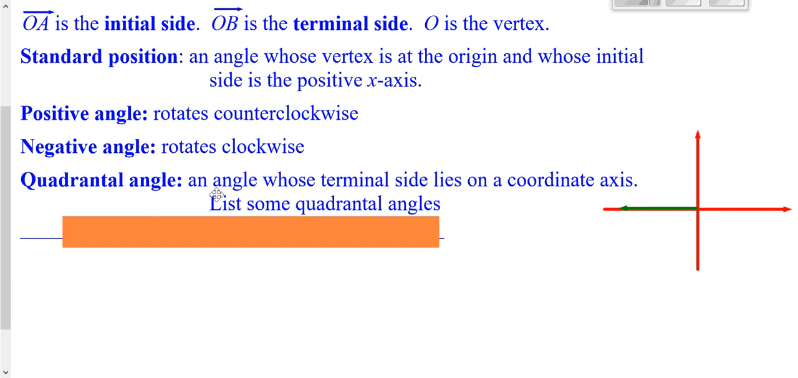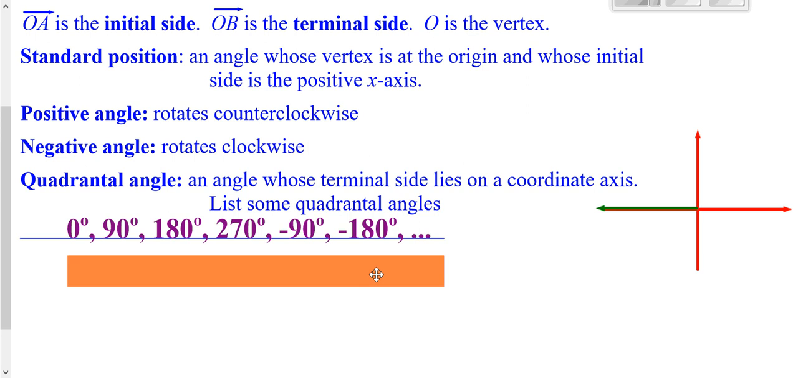We also have quadrantal angles. Quadrantal angles are those that end up on our quadrant axes. So this would be like a 0-degree angle. This would be 90, 180, 270, 360, and so on. Or if we went backwards, if we started at 0 and went backwards, this would be negative 90, this would be negative 180, and so on. So just be aware that quadrantal angles refer to those that end up on your x and y axes.